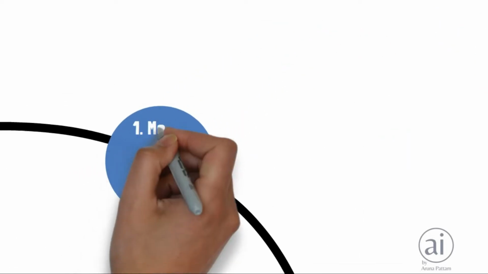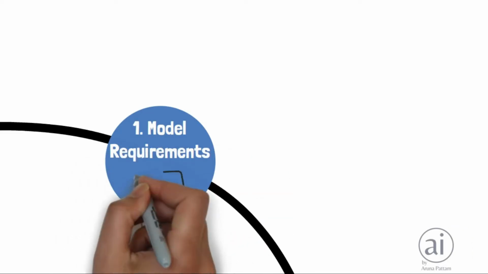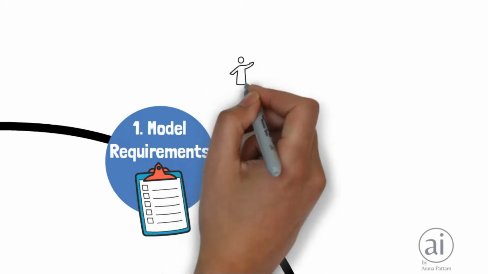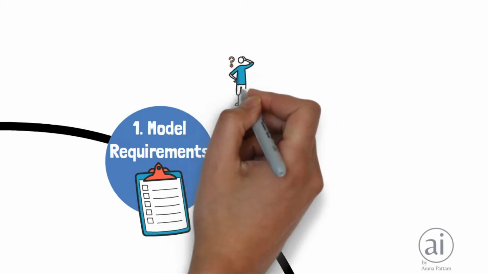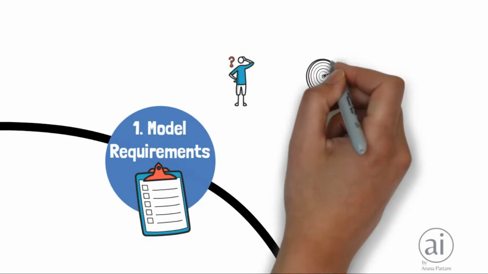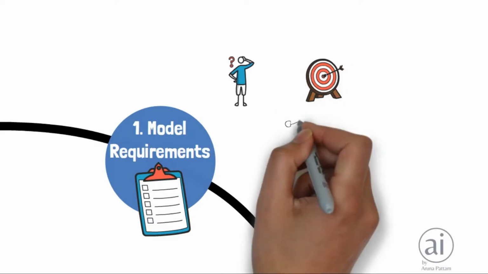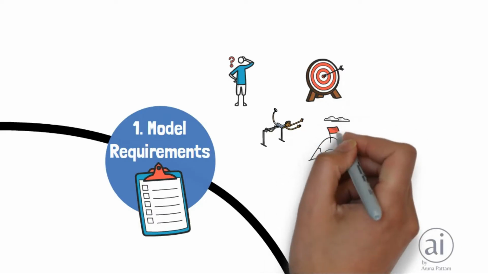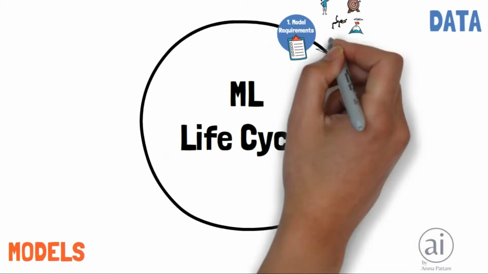Any machine learning project starts off with defining the requirements of the model. In this, we need to be clear of the problem we are trying to solve, what business objective we are trying to achieve by solving this problem, any limitations that we need to take into consideration, and also establish the success metrics of the model.